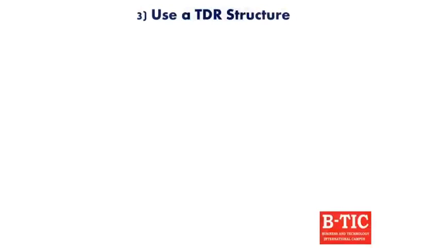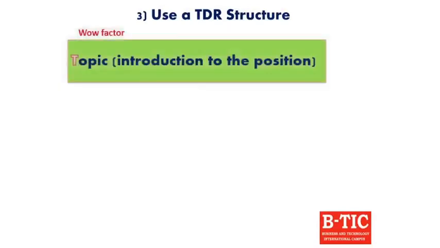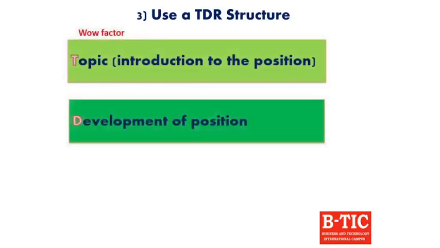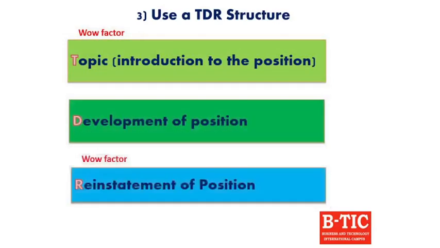Now let's come to the third magic of this academic writing. The third magic is using a TDR structure to write your answer. In this magic, you have 3 magical pieces. Number 1 magical piece is about the topic, introduction to the position. And number 2 magic is about development of position. Number 3 magic is about restatement of position.